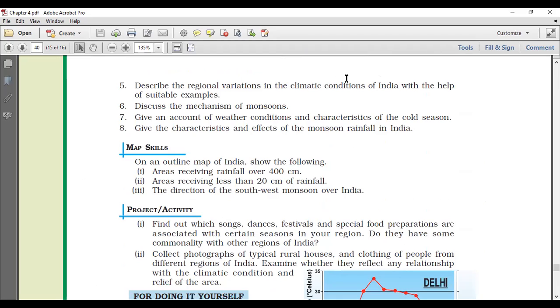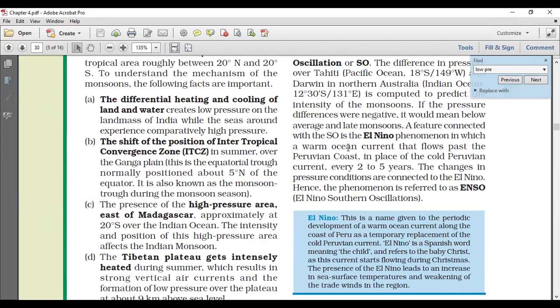Discuss the mechanism of monsoons. So you have to discuss which factors are responsible for the monsoon. The first factor is the differences in the heating and cooling of land and water, which creates low pressure on the landmass of India, while the sea around experiences comparatively high pressure. So this difference causes rainfall.